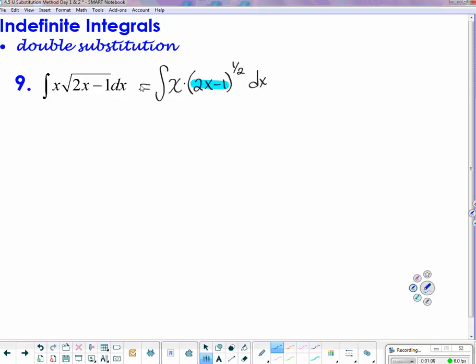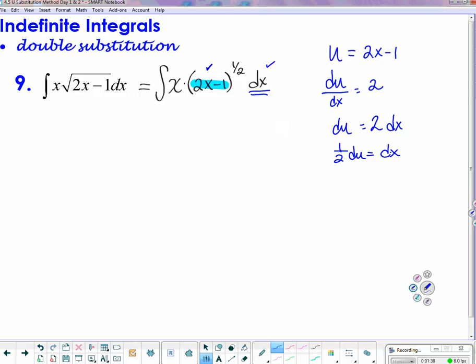So let's let U equal 2x minus 1. If I take the derivative, du dx is equal to 2, which means du is equal to 2 times dx if I bring it up and over. I can see a dx here that I could replace if I make this 1/2 du. So I've got this one taken care of, and this will be a u.